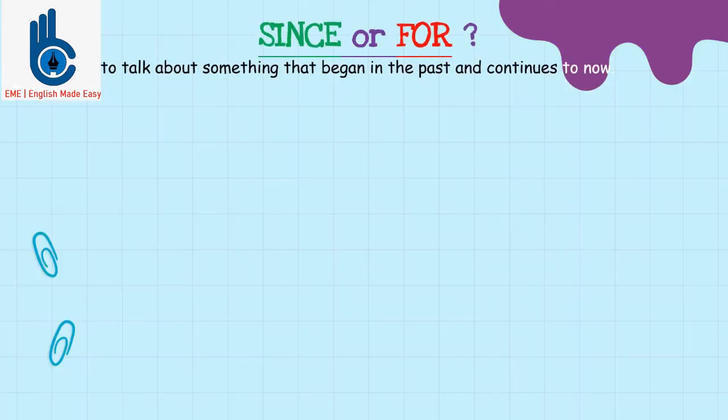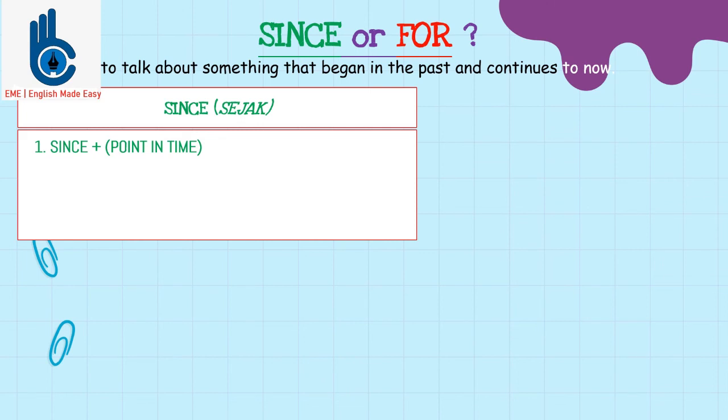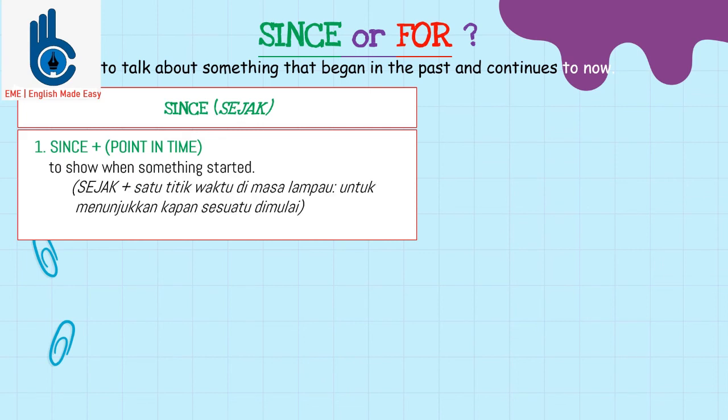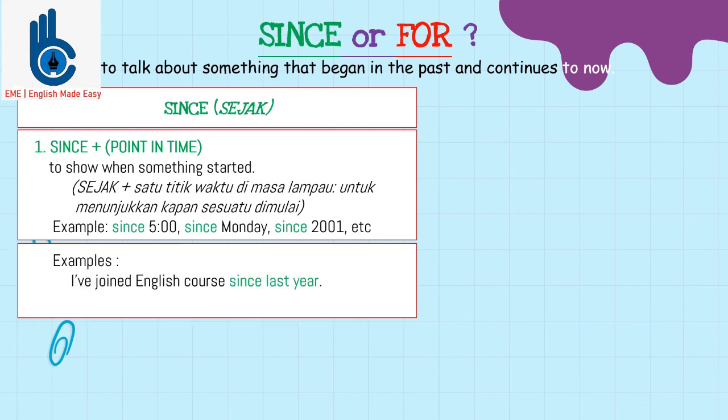Next, we learn since and for. Since and for is used to talk about something that began in the past and continues to now. Since is followed by point in time to show when something started. Kata since diikuti dengan satu titik di masa lampau untuk menunjukkan kapan sesuatu itu dimulai. For example, you can say since 5 o'clock, since Monday, since 2001, etc.